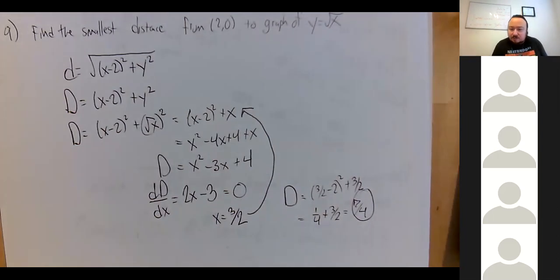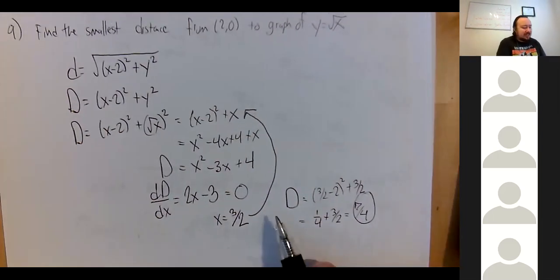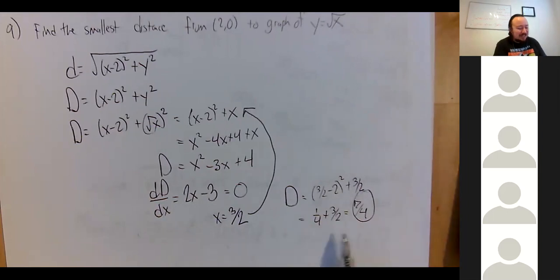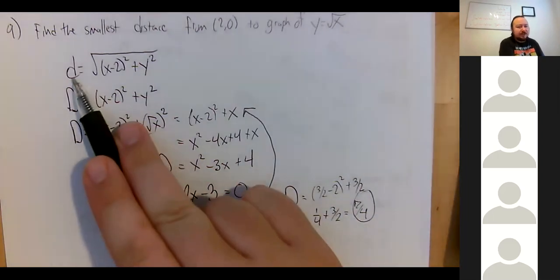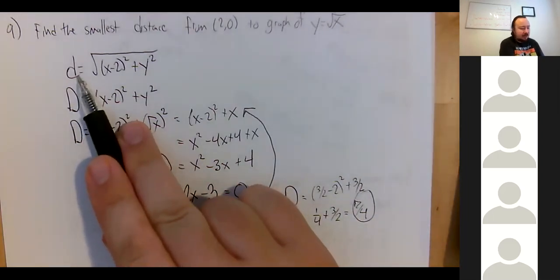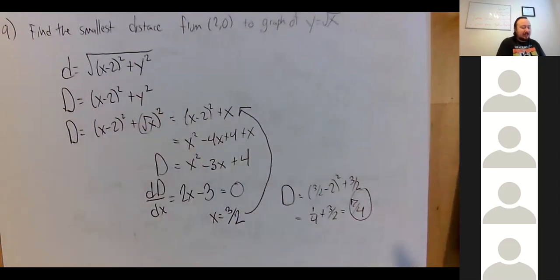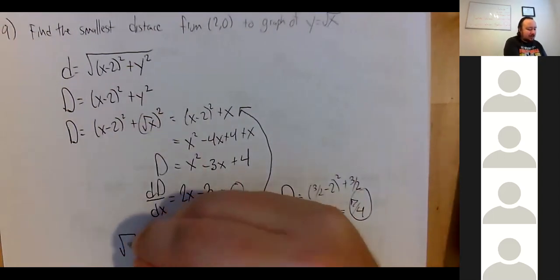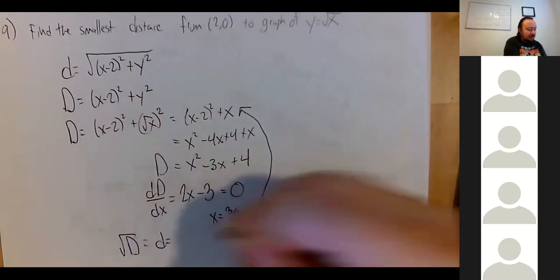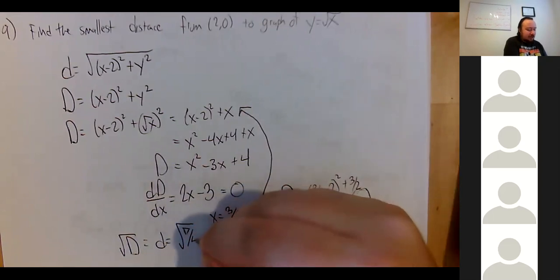Okay, thank you. Oh, whoops, I'm sorry. Yeah, so I made a little mistake here. We did get capital D is 7/4, but remember what we're really trying to find is lowercase d here. So sorry about that. What we really need to enter in is the square root of d, or little d, which is the square root of 7/4.